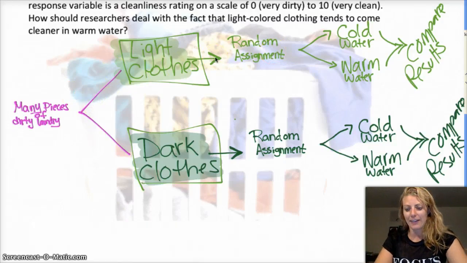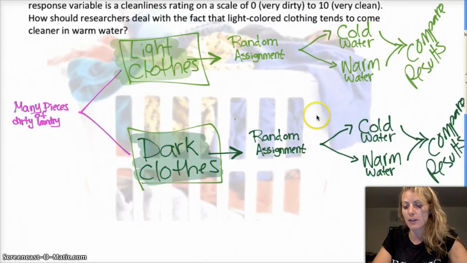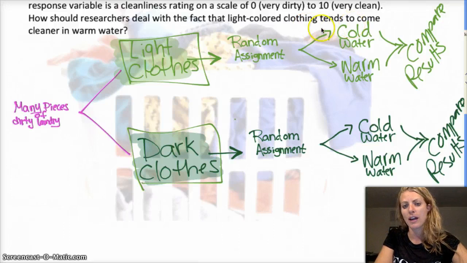So here's the diagram of the experiment, right? You've got your light clothes and your dark clothes. Those are your blocks, okay? Then you use random assignment. You randomly assign half of the light clothes to cold water, half to warm water, and then you compare results at the end. And then you do the same thing with the dark clothes.